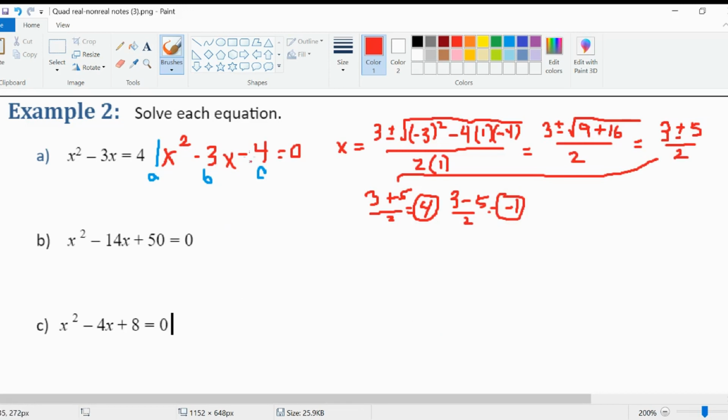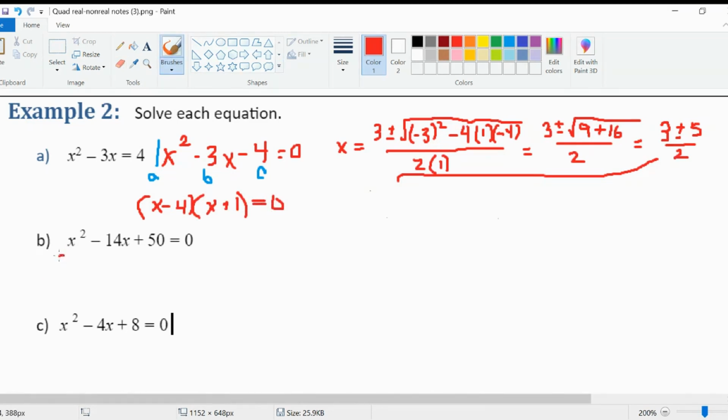You may have been looking at this quadratic to start with and notice that there are two numbers that multiply to negative 4 and then add to negative 3. So this one actually did factor, but you can use the quadratic formula anytime and you will find your two solutions.